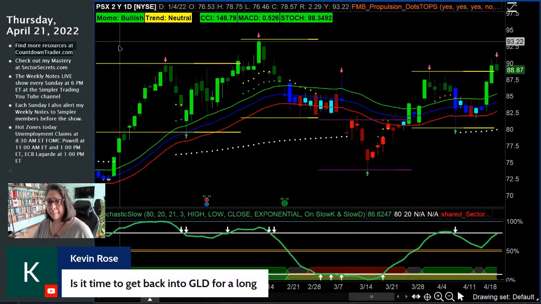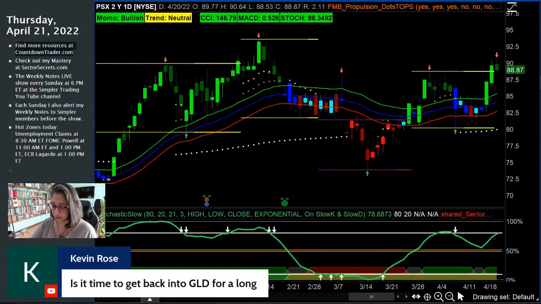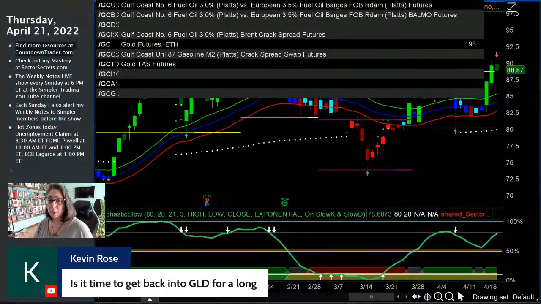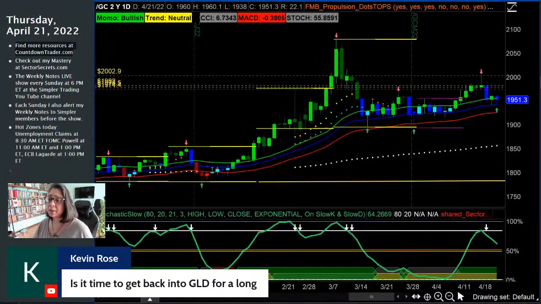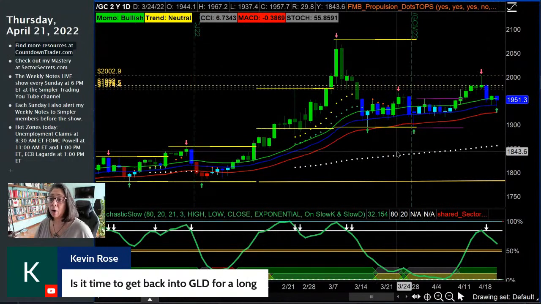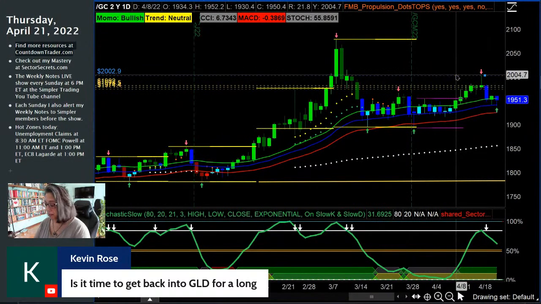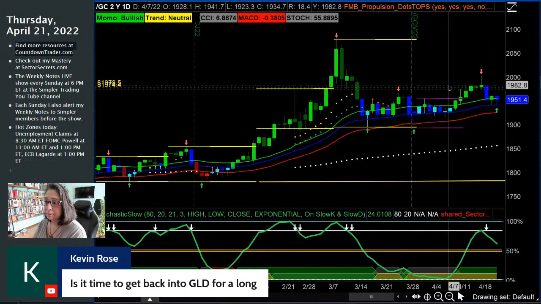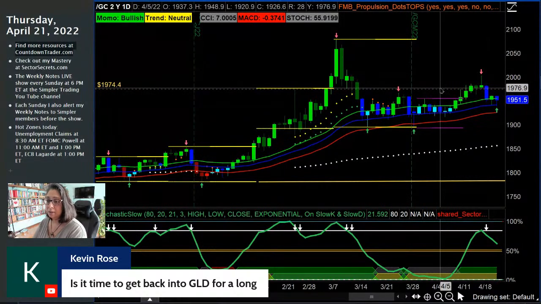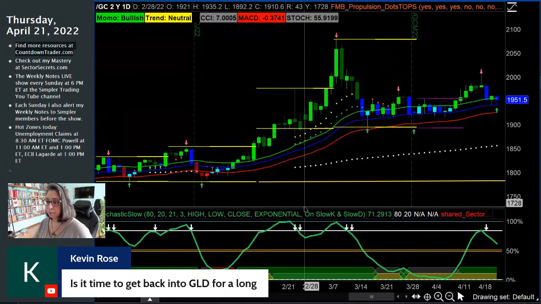Is it time to get back into gold? Hey there, Kevin, for a long. Almost. Yep. It's looking a whole lot better than it was to be looking at gold as a breakout buy through 2000, which, obviously some poor soul has got that position. They'll probably be break even eventually. But no, we want to wait for that pullback. We're getting there. We're definitely getting there.